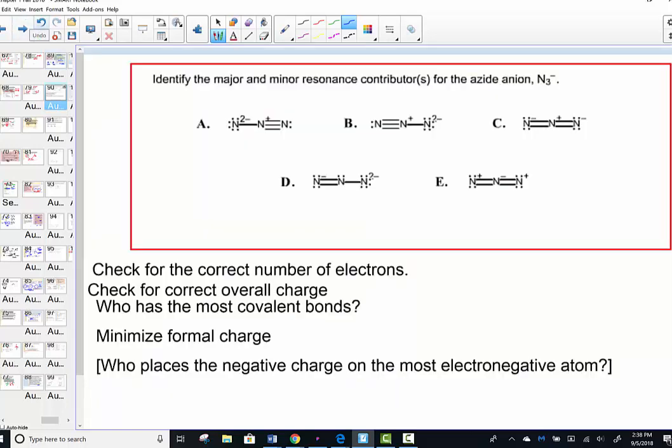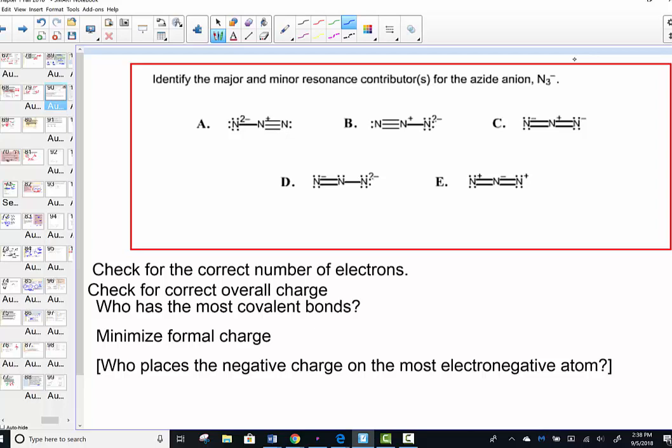This one I did a screenshot. It's off of an old test. And we'll look at a test question so you can see it's a multiple choice format. Identify the major and minor resonance contributors for the azide ion. Azide is N3, and it has a -1 charge overall.